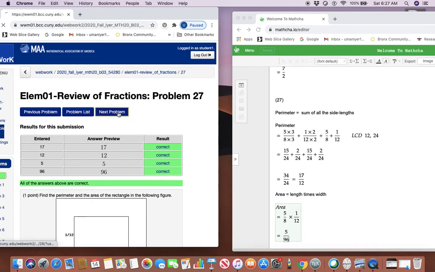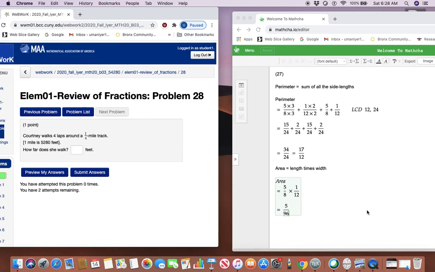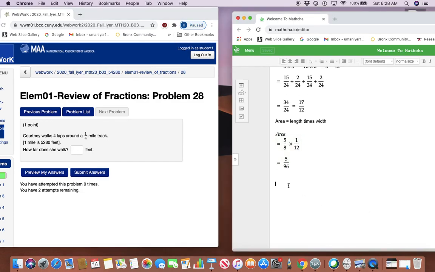All right. Next problem. Courtney walks 4 laps around a 1/4 mile track. 1 mile is 5280 feet. How far does she walk in feet? All right, that's a nice question. So this is the 28th question.